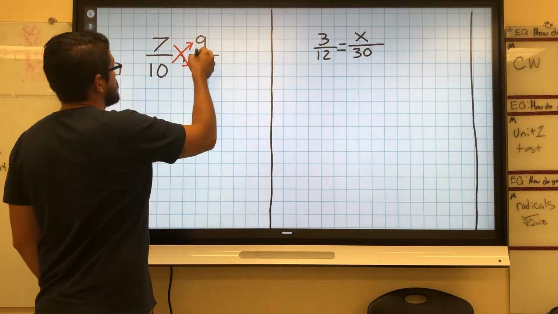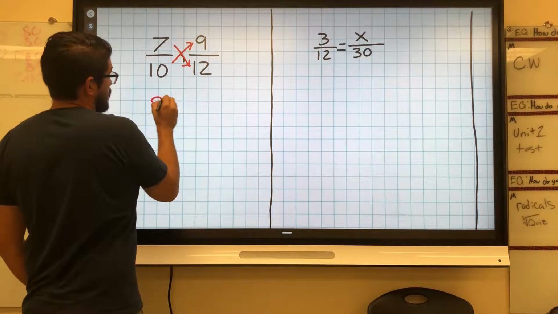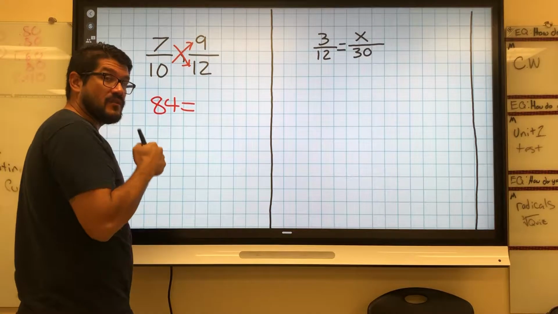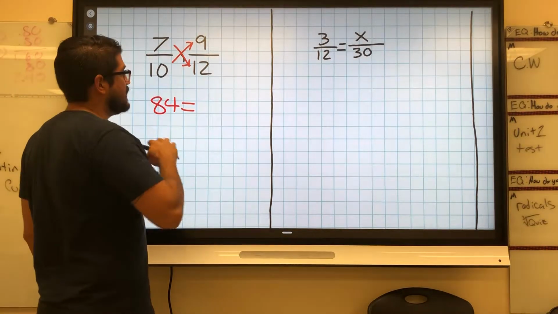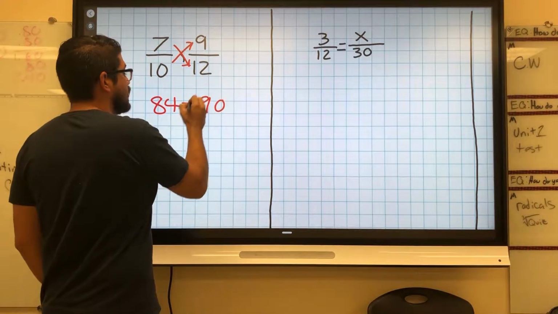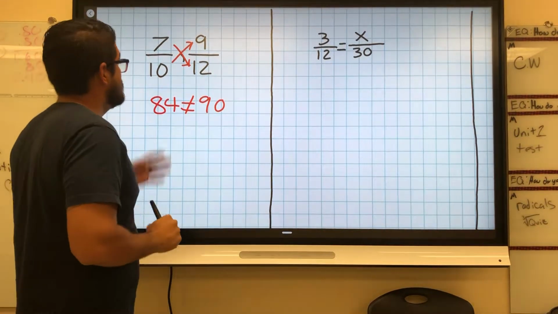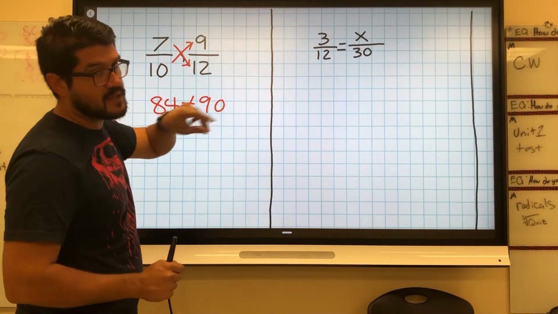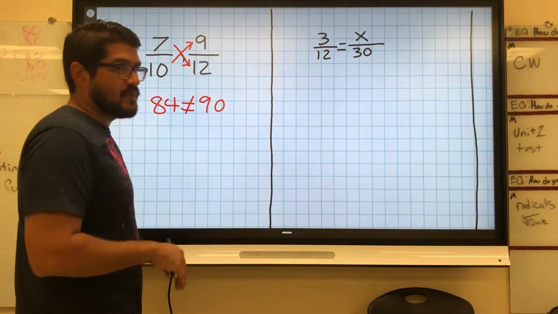So 7 times 12 is 84, okay? 10 times 9 has to equal 84. If it does not, then they are not proportional. 10 times 9 is 90. These are not proportional. And that's it. Cross multiply, you check if the first multiplication equals the second multiplication. If they do not, then it's not proportional.